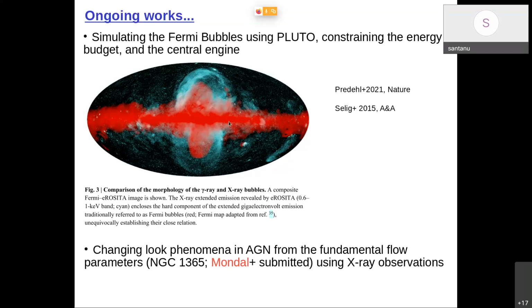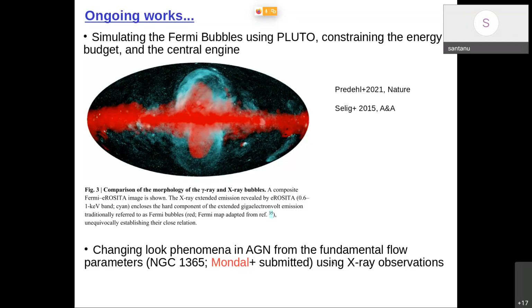So we try to constrain that energy, and also we try to see the morphology, how other parameters like the jet opening angle and other things can change, which can show this type of bubbles. So we are trying to do that. We are also trying to constrain whether it is from the jet or from star formation.